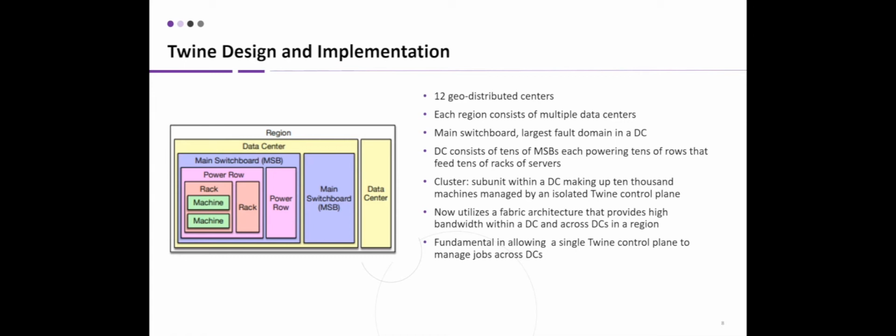So basically the overall definition for a cluster is just a subunit within a data center that makes up 10,000 machines. It's managed by an isolated Twine control plane, right? So for now, each region is just for one control plane. And it does this by utilizing a fabric architecture that provides high bandwidth within a DC and across DCs in the region. It's fundamental in allowing the single control plane to manage jobs across the data centers.